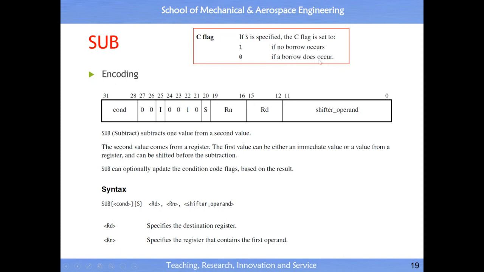When a borrow occurs, let me set the carry bit to be zero. When there's no borrow, then set the carry bit to be one. When we do it this way, the borrow bit is equal to C minus one. For example, when C equals one, then one minus one equals zero, so there's no borrow. When C equals zero, then the borrow bit is equal to zero minus one, so the borrow bit is equal to negative one. Okay, so this is a clever way for us to implement the borrow bit with the use of the carry bit. Later on we'll show you an example about how to use the borrow bit.